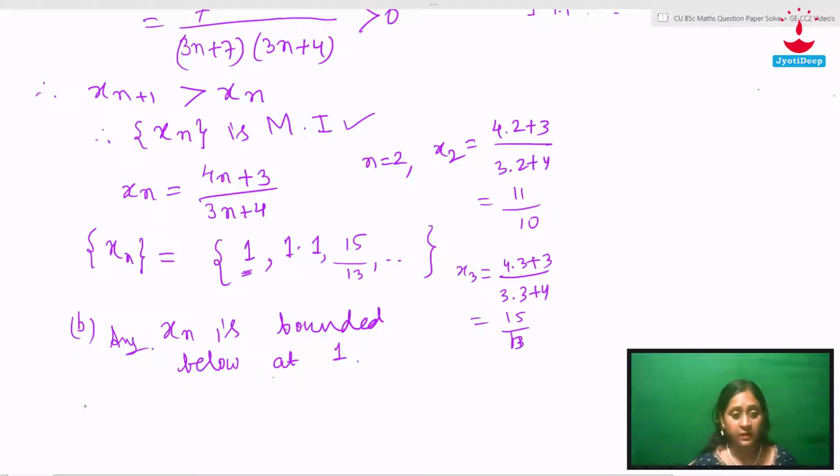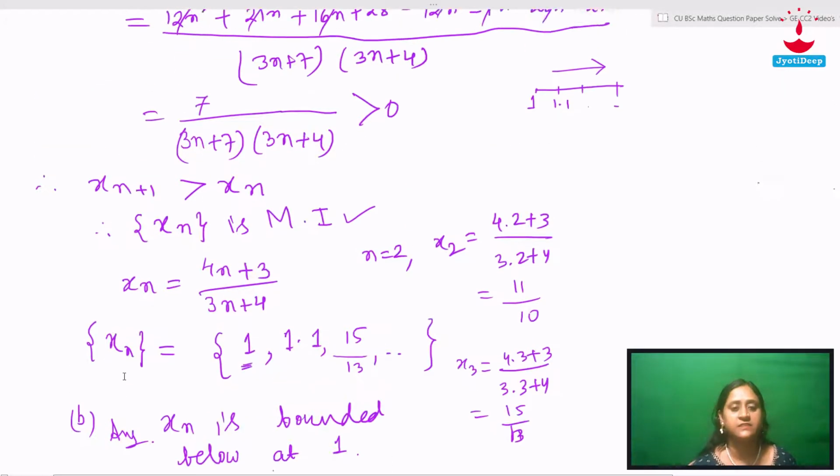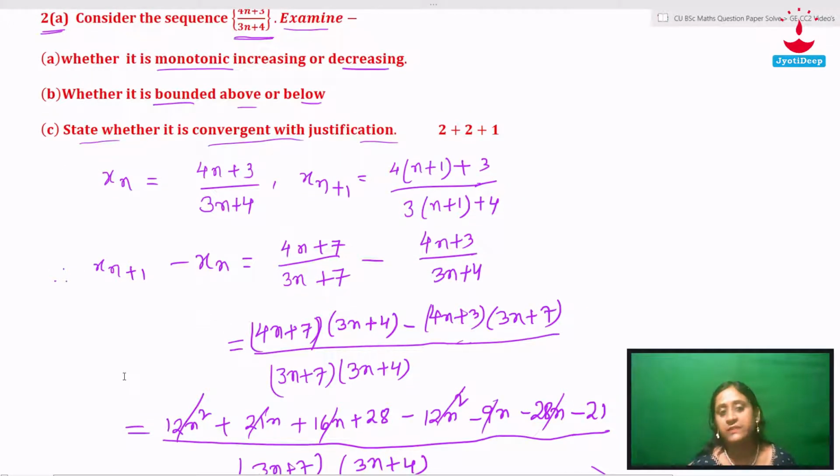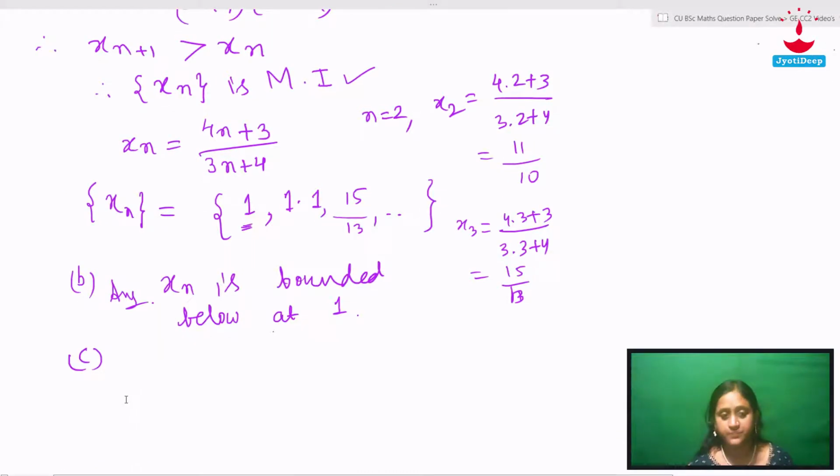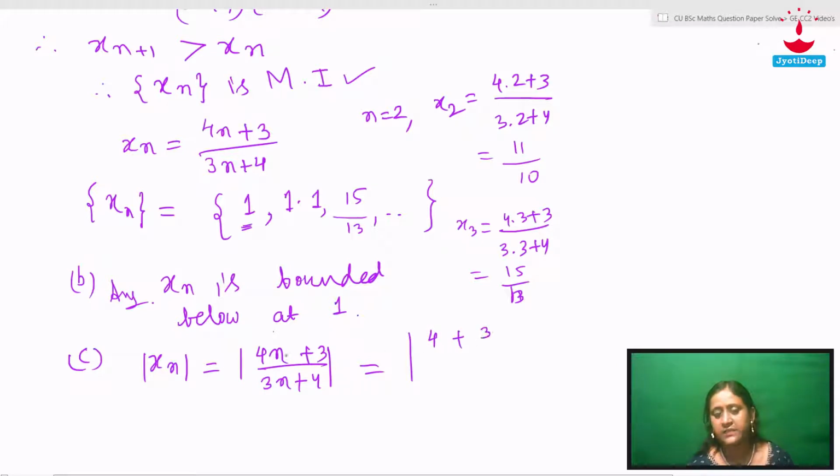Now we will move to our third question, that is whether it is convergent or not. Okay. Now mod of xn is equal to what? Mod of (4n plus 3) divided by (3n plus 4). This is equal to (4 plus 3 by n), we are dividing both numerator and denominator by n, so we will get this, and (3 plus 4 by n).